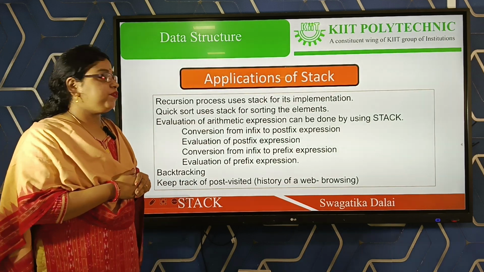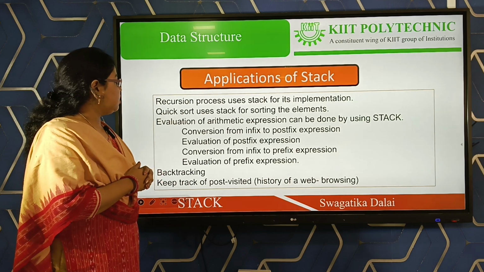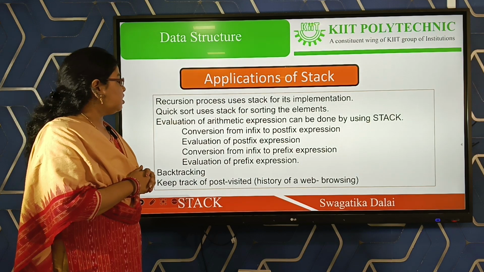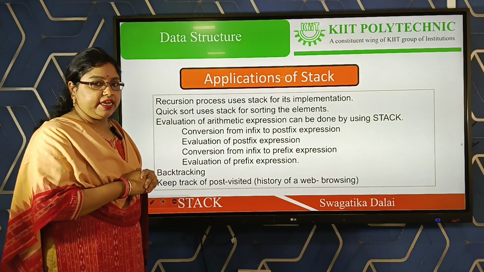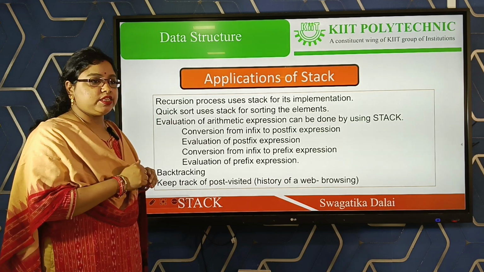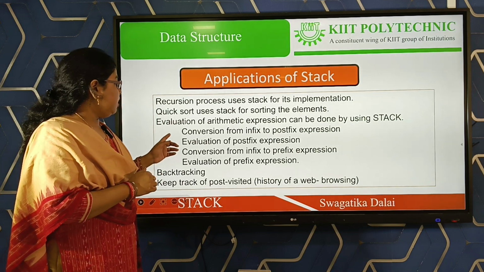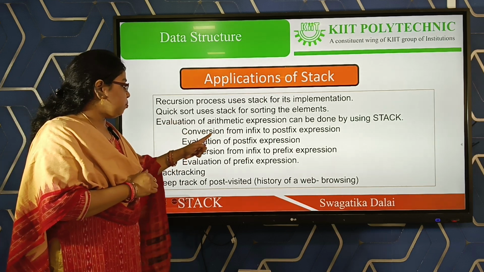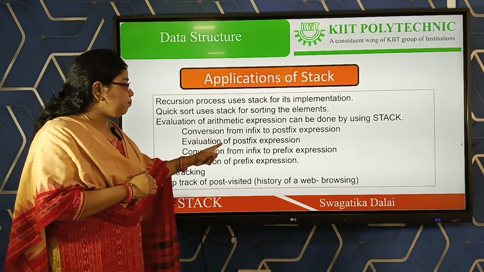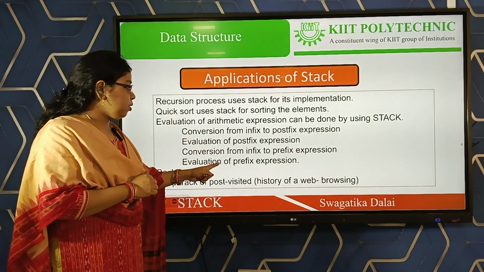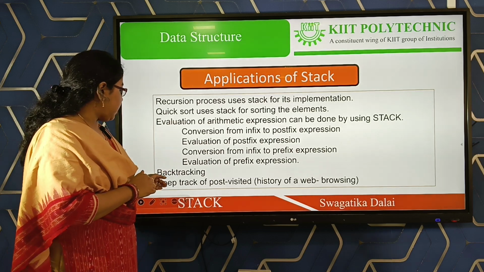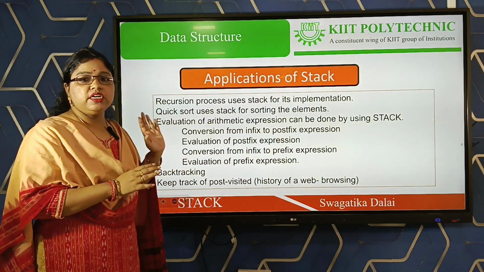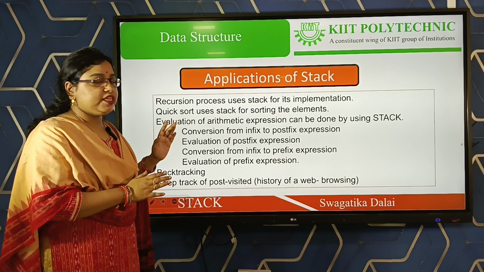Now we will discuss different applications of stack. First application is that the recursion process uses stack for its implementation. Second application is that quicksort uses stack for sorting the elements. Third is evaluation of arithmetic expression. Under that, we do conversion from infix to postfix expression, evaluation of postfix expression, conversion from infix to prefix expression, and evaluation of prefix expression. Another application of stack is backtracking, and the last one is history of web browsing. These are the different kinds of applications of stack.